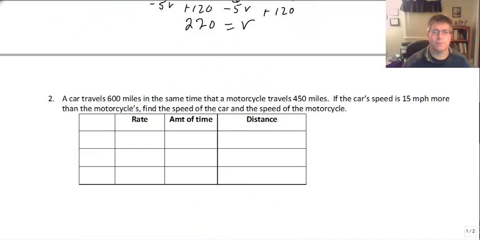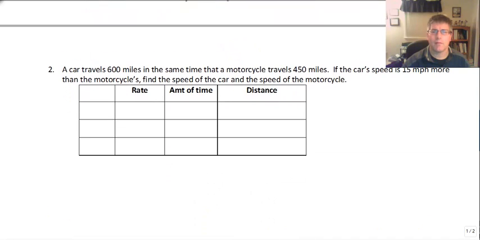Let's move on to sample problem 2. A car travels 600 miles in the same time. So here we have it again, the same time that a motorcycle travels 450 miles. So we have a car and we have a cycle. And the car travels a distance of 600. The motorcycle travels a distance of 450. If the car's speed is 15 miles per hour more than the motorcycle's speed, so the car drives faster, that makes sense.